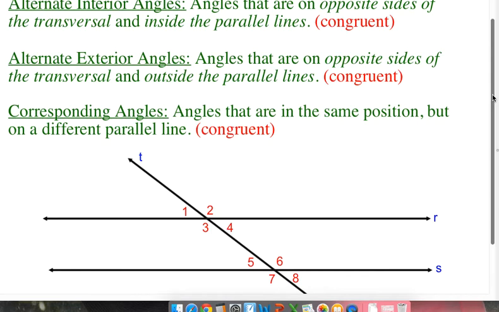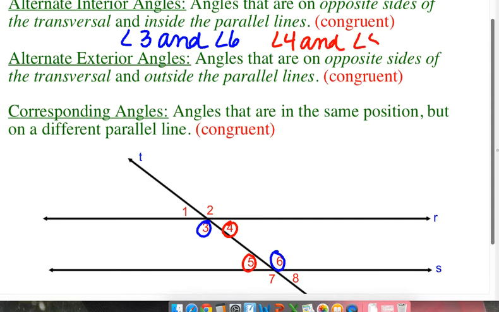Alternate interiors would be the angles that are on the inside of the parallel lines. So I'm looking at 3 and 4 and 5 and 6. And alternate means one is on the right side, one is on the left side. So looking at 3 and 4 and 5 and 6, the alternate interiors would be 3 and 6. And 4 and 5 are alternate interiors.